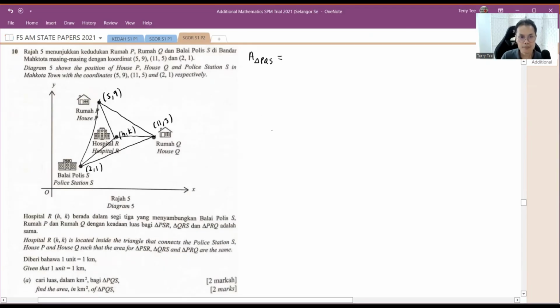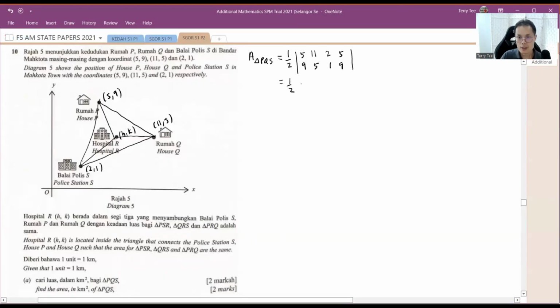So now let's start. I think we can start off by using the area of triangle PQS. I use half x1, y1. Your P, right, is 5, 9. Q is 11, 5. S is 2, 1. Okay, this is PQS. All right. Now, of course, you got to repeat the first point, 5, 9 again. So let's multiply downwards. Yeah.